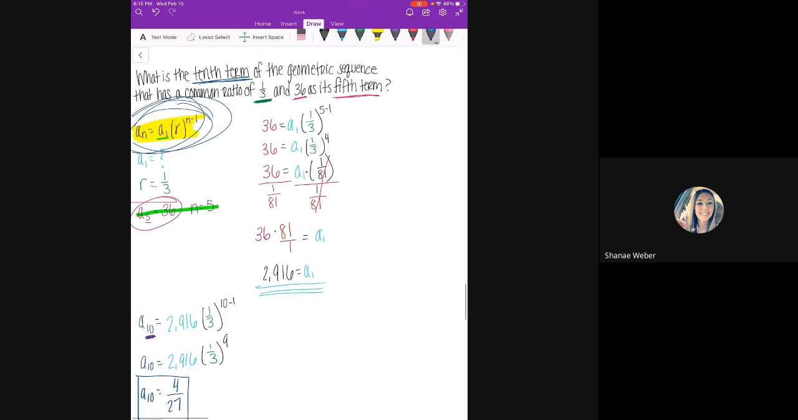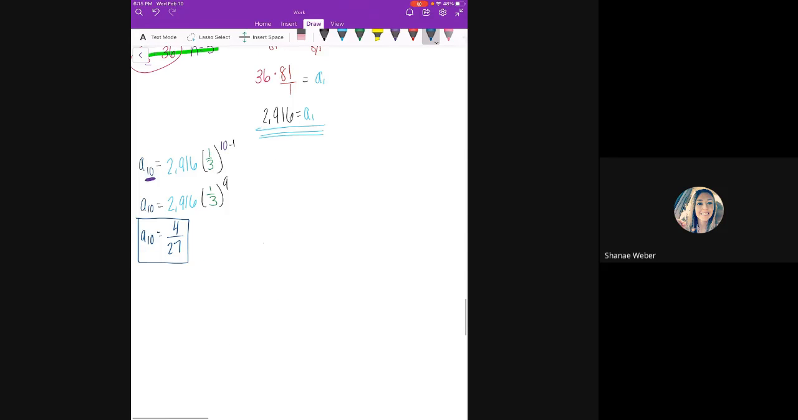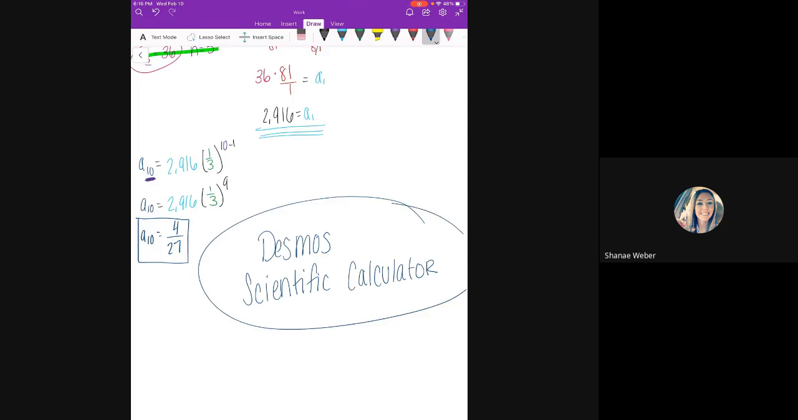Okay. Again, highly recommend downloading the Desmos scientific calculator. And if you don't want to download it, you can just Google it and it'll come up. But I like having it on my phone and my iPad. So download that if you can on your phone, or look it up on Google when you're doing these problems. Let me know if you need any more help.